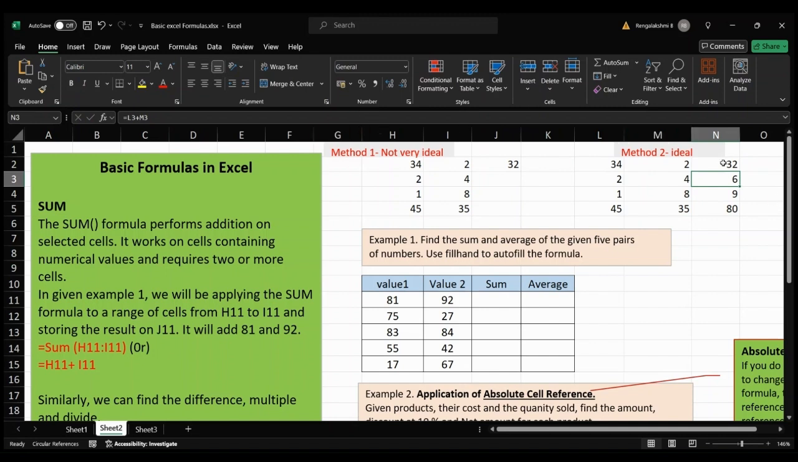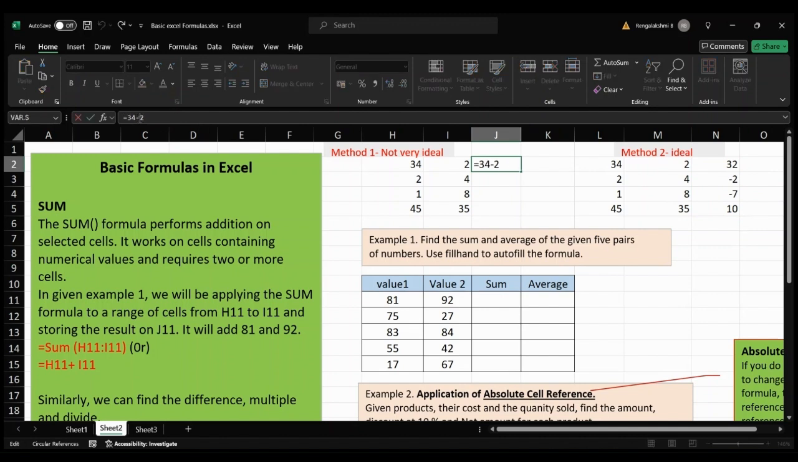Now what we'll do, we'll click it here and do formula autofill. So we'll get the difference of these two numbers here. Okay. Now to find the product, same thing. Instead of minus, we write 34 asterisk 2. So the answer is 68.